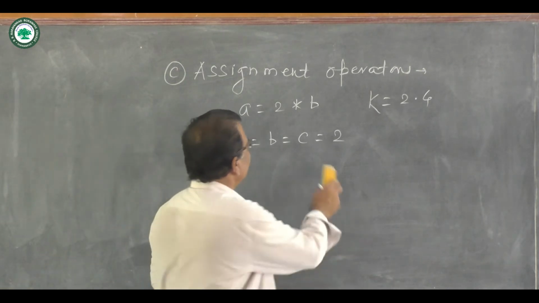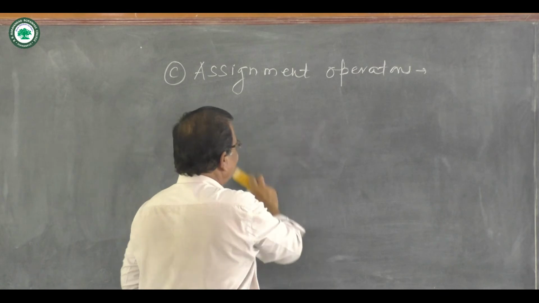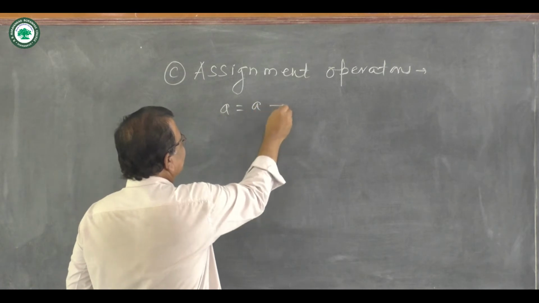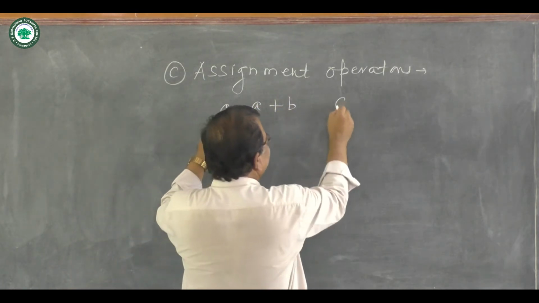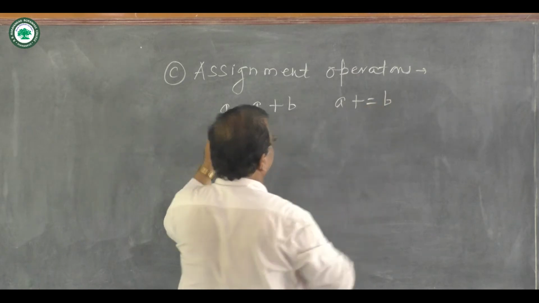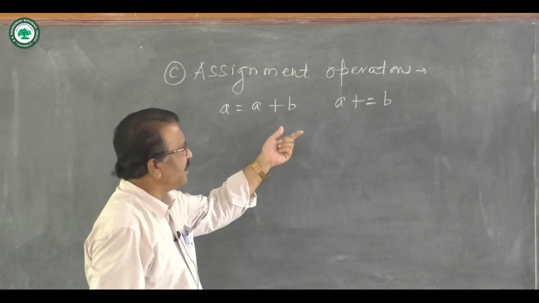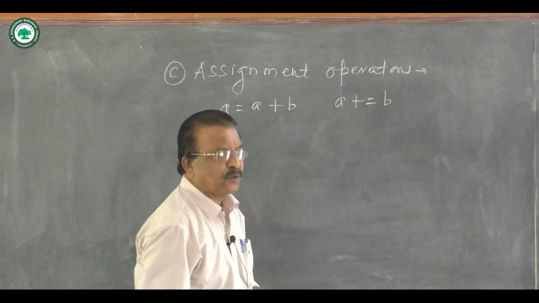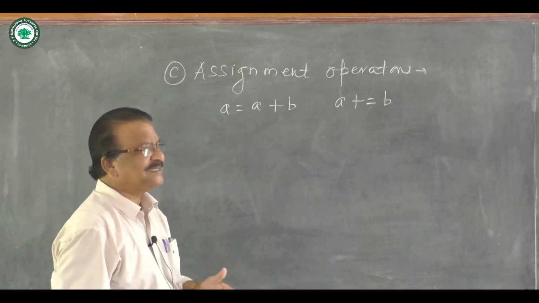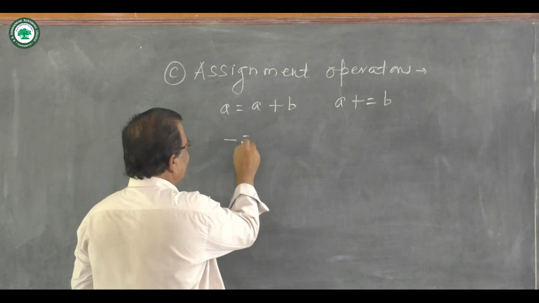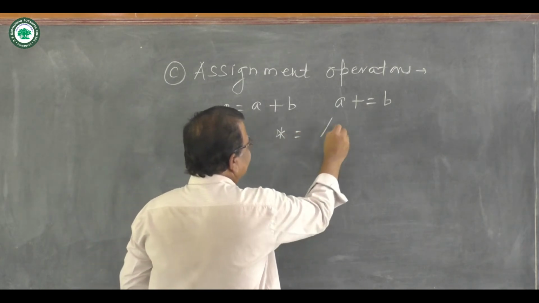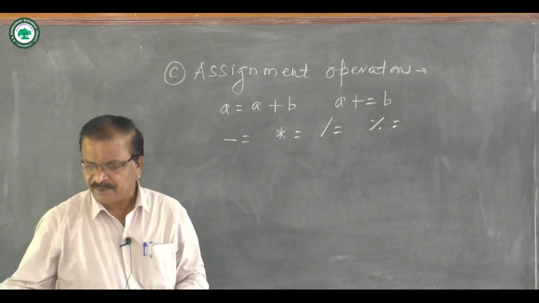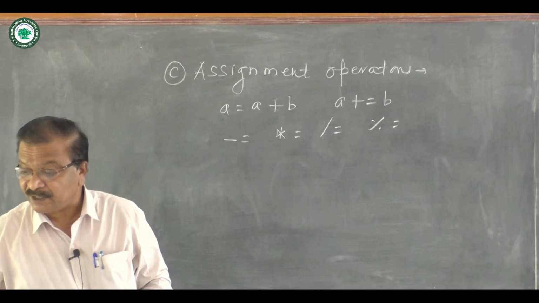Then in the assignment operator, one more important feature is that the expression A equal to A plus B can also be expressed as A plus equal to B. Plus equal to plays the role of an assignment operator, and similar tasks are done by minus equal to, star equal to, slash equal to, and percent equal to. So these are the assignment operators which can be written in this particular form.